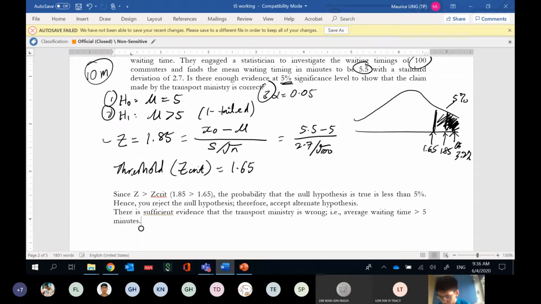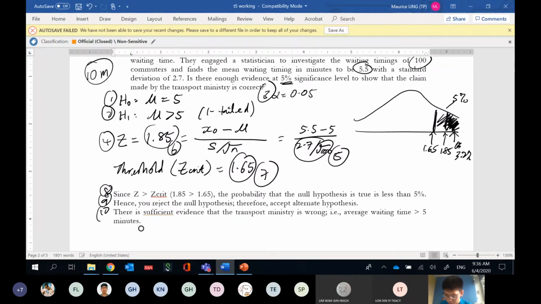Then you have 4 marks here. This part is 5 marks. Okay, you get the answer correct is 6. The critical value correct is 7. This is 8 marks, 9 marks, and 10 marks here. So this is how the marks are generally being allocated. Okay, so all these components are important.